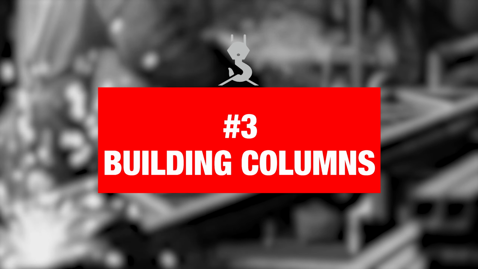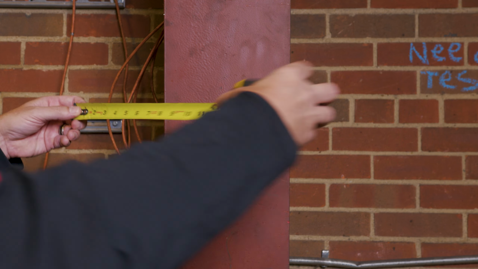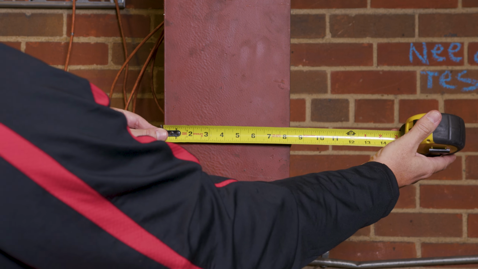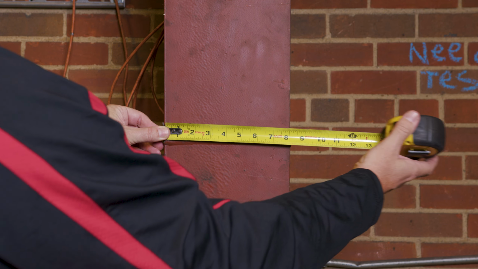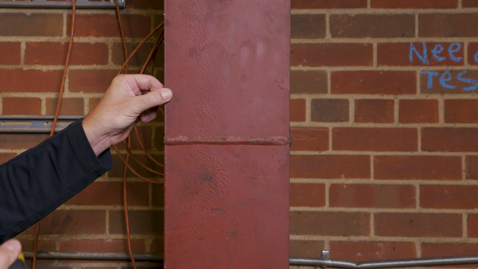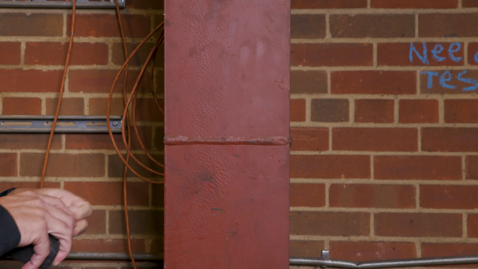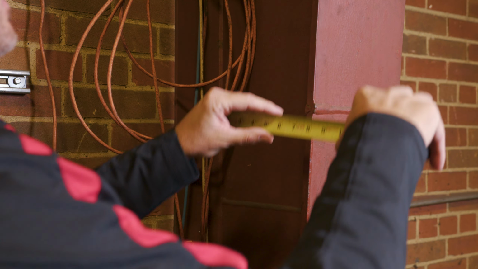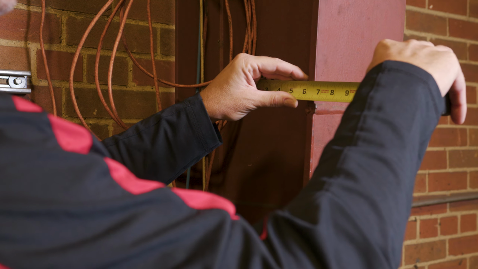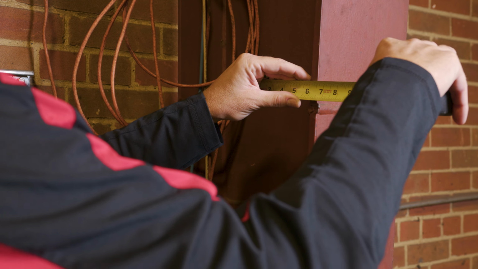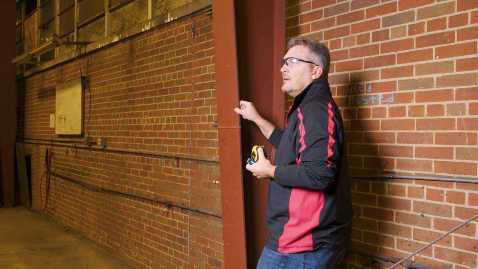I'm going to take a look at the building columns. We want to measure the flange width of the column, and this is 8 inches. And we also need to check the thickness to know what we're going to be welding our tie backs to, since we're putting floor supported columns that are going to be tied back. Okay, the flange thickness on this building column is right at 1/2 inch. So that's going to be acceptable.